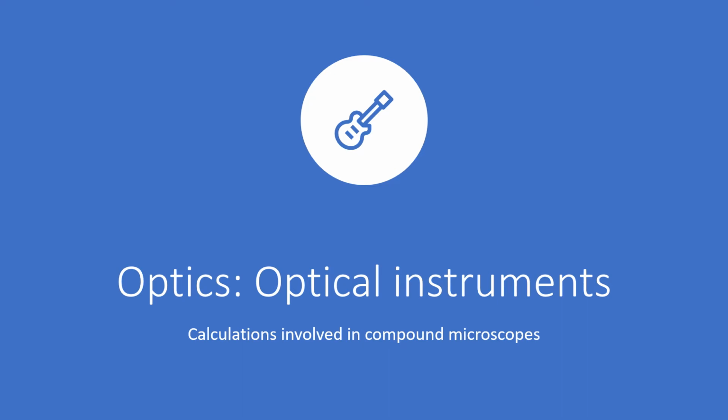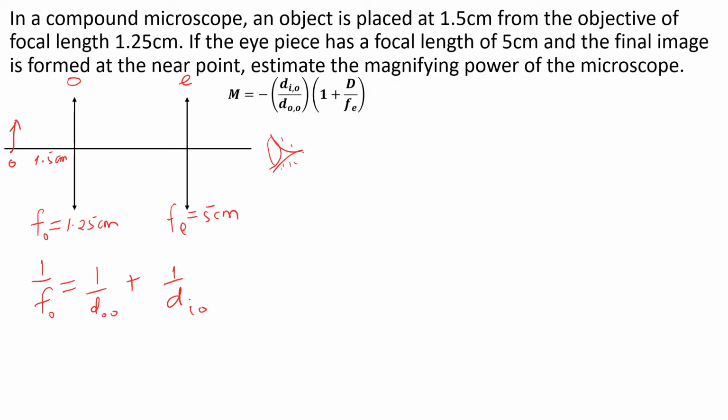Welcome to this lesson again in optics, basically optical instruments, and then the subtopic is calculations involved in compound microscopes. We have a question here. In a compound microscope, an object is placed 1.5 centimeter from the objective of focal length 1.25 centimeter. If the eyepiece has a focal length of 5 centimeter and the final image is formed at the near point, estimate the magnifying power of the microscope.